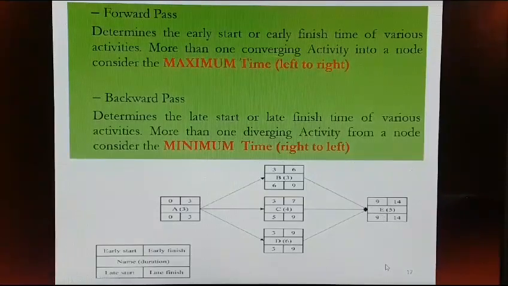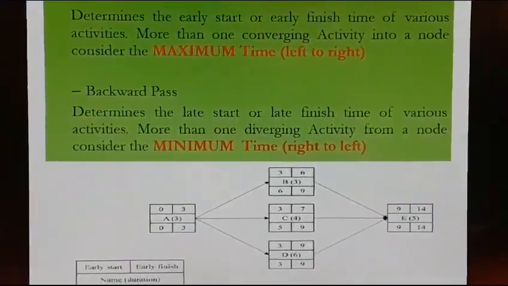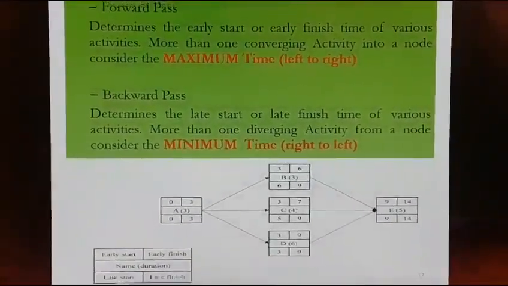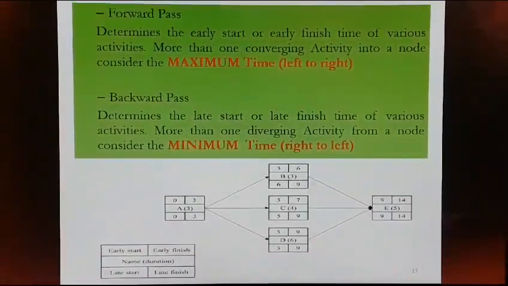We'll stop here. Now we will see about backward pass. See, backward pass determines the late start or late finish time of various activities involved in a construction project. And if there is more than one diverging activity from a node, consider the minimum time. And backward pass means you are moving from right to left.